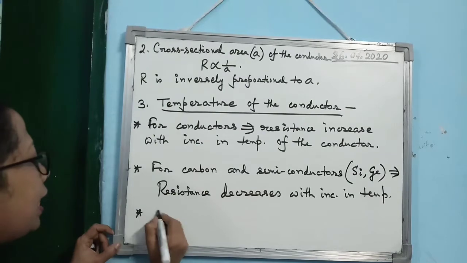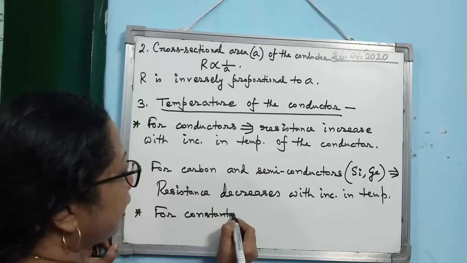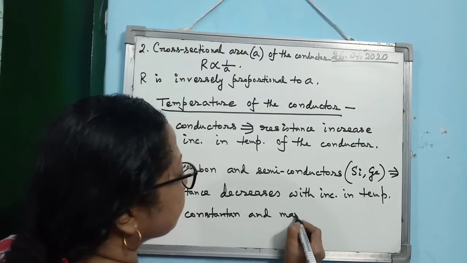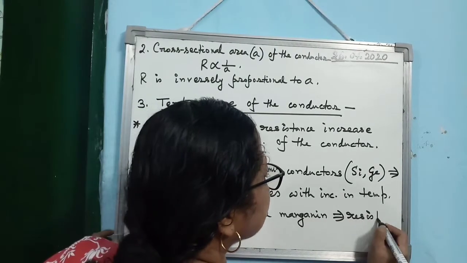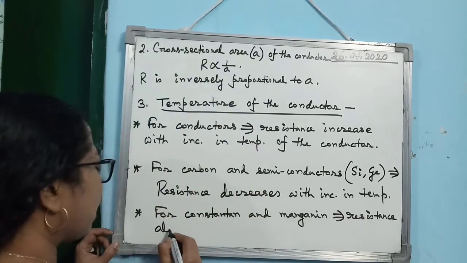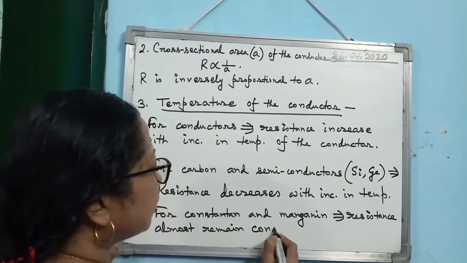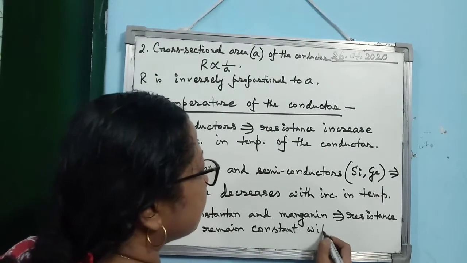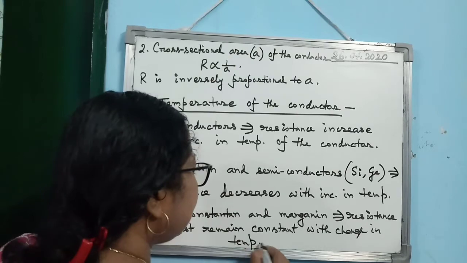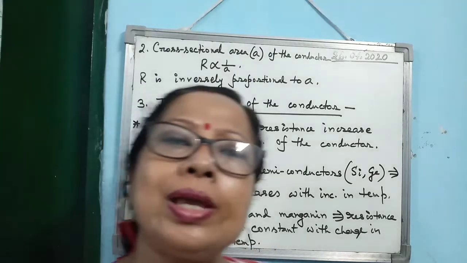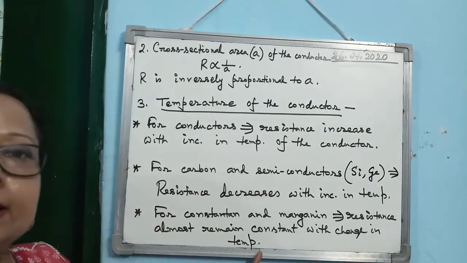Alright. Then there are certain materials known as constantan and manganin. Alright, their resistance almost remains constant with change in temperature. Meaning if you increase the temperature or decrease the temperature, the change in resistance is so small that we can neglect it. So we can say that resistance almost remains constant with change in temperature.